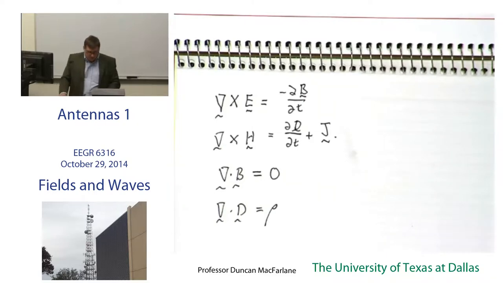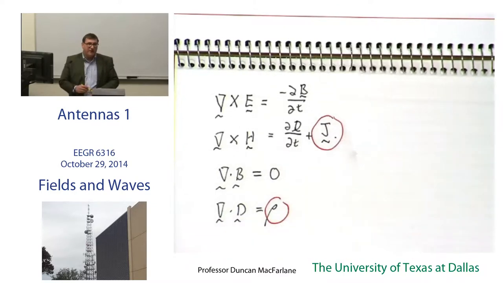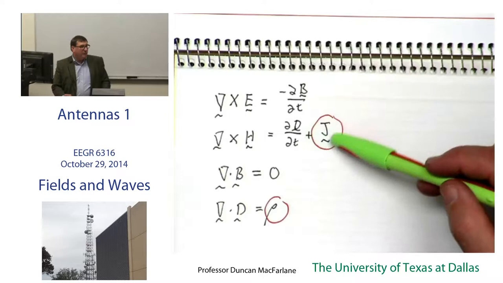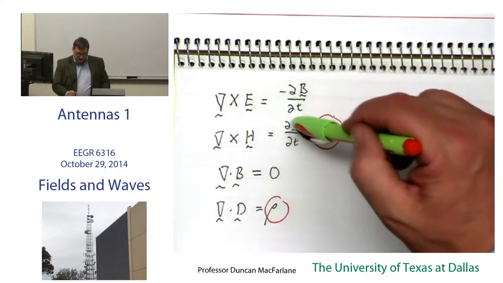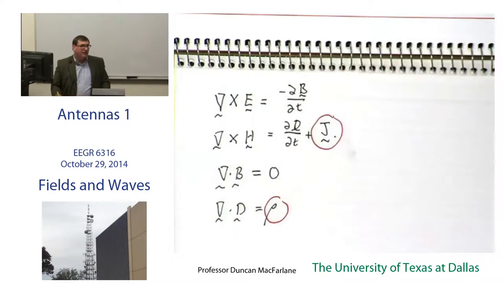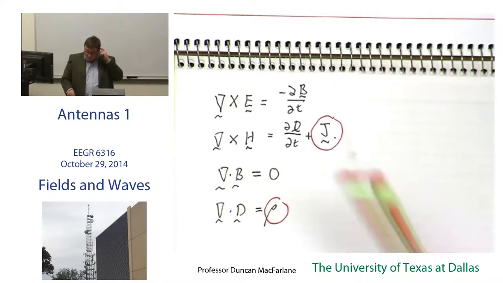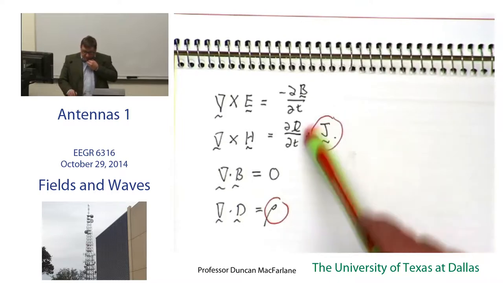But in the antenna problem, the sources, this one and to a lesser degree that one, are really the stars of the show. So in an antenna problem, we will celebrate the fact that we have current, and we will ask, in response to that current, what do the H, E, B, and D fields look like? That's really our goal. So everything that we have will have to do with this J.